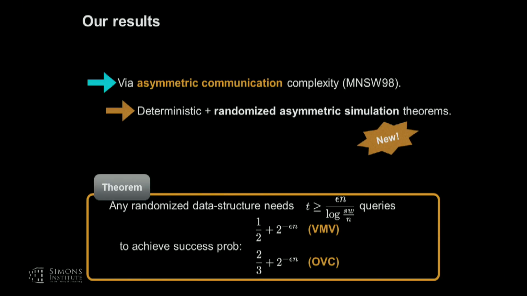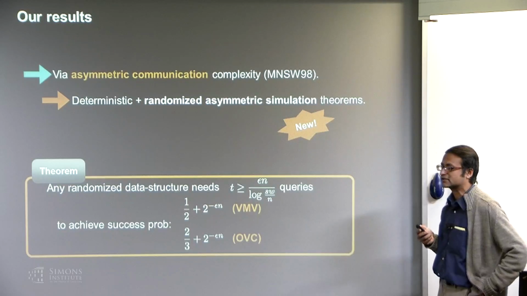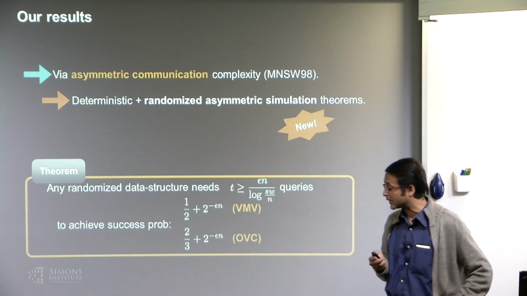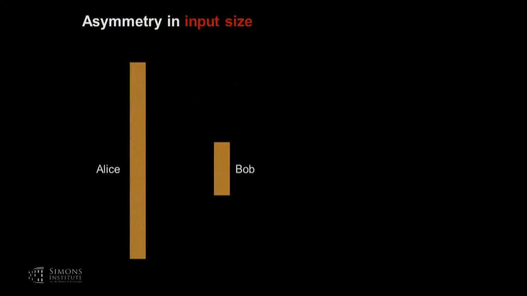And we revisit that model, and what we are able to show is the simulation theorem both for deterministic and randomized. So this is the new part, and this is, I think, the most interesting aspect of the work. So let's quickly go to the asymmetric model. As I said, this was introduced by Miltersen et al. Here, unlike in the standard communication model, the emphasis is that one of the players is going to have a long or large input, and the other player is going to have a short input.